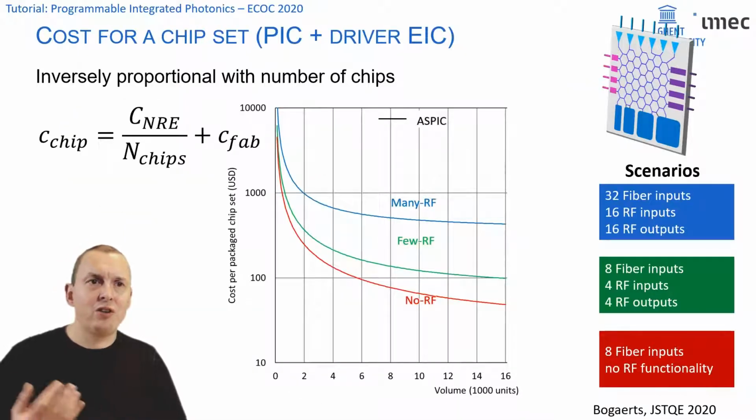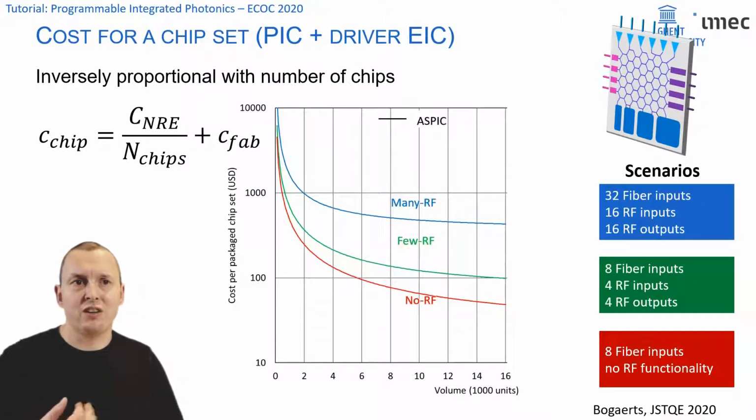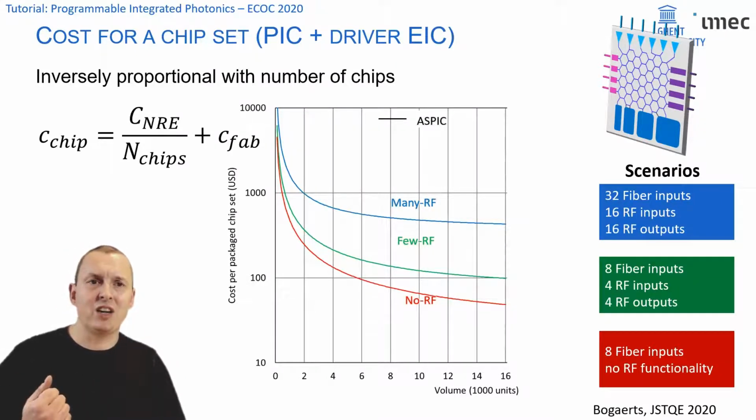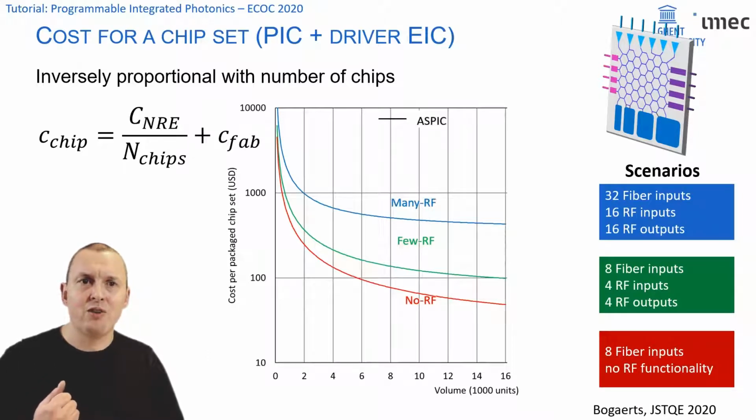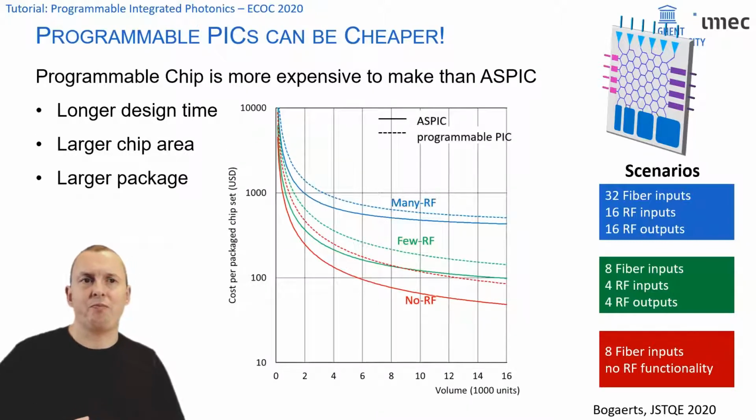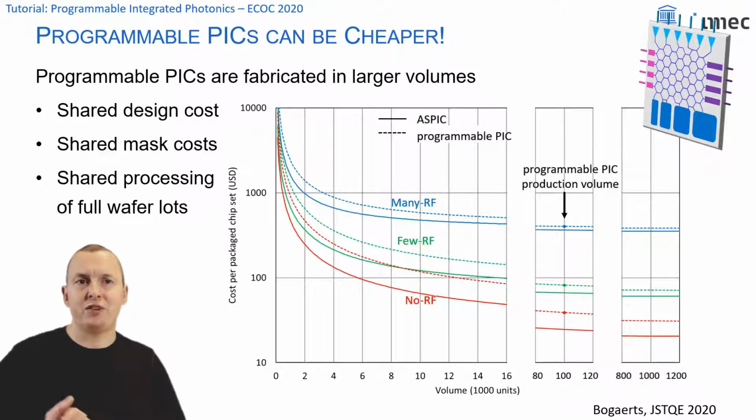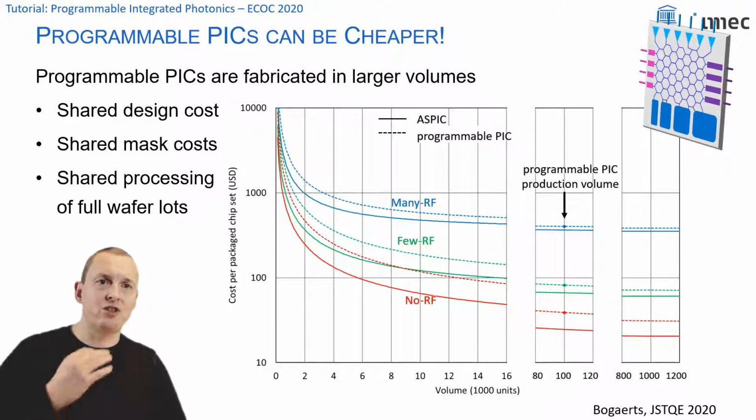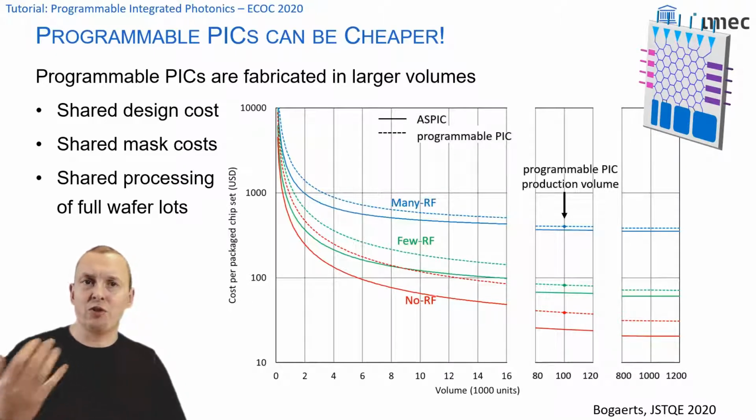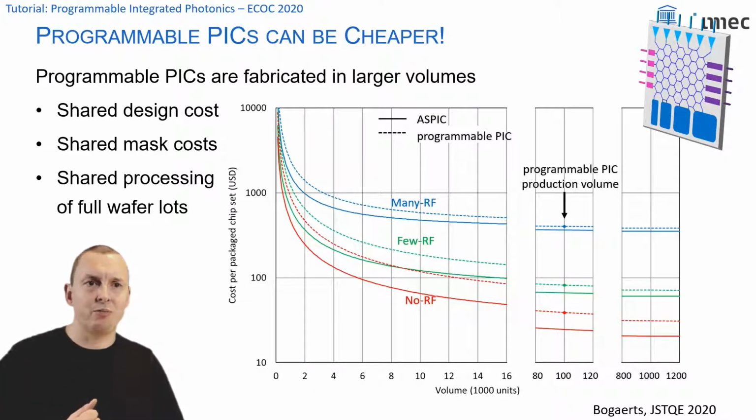So if we look at, for instance, 3 different types of chips, like an expensive one in blue, a medium scale one in green, and a cheap one in red, then you see that the cost per chip obviously drops as you fabricate more chips. Now, if you take a programmable chip, which is larger and therefore more expensive, you see that these costs are higher. However, if these programmable chips are fabricated in much larger volumes, then you see that the cost actually drops. So if as a customer you only buy a low number, but they have been fabricated in large numbers, that means your cost per chip is cheaper.